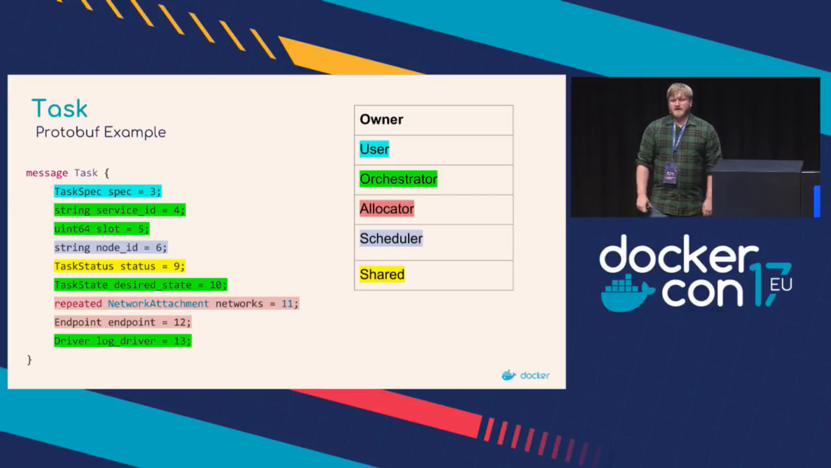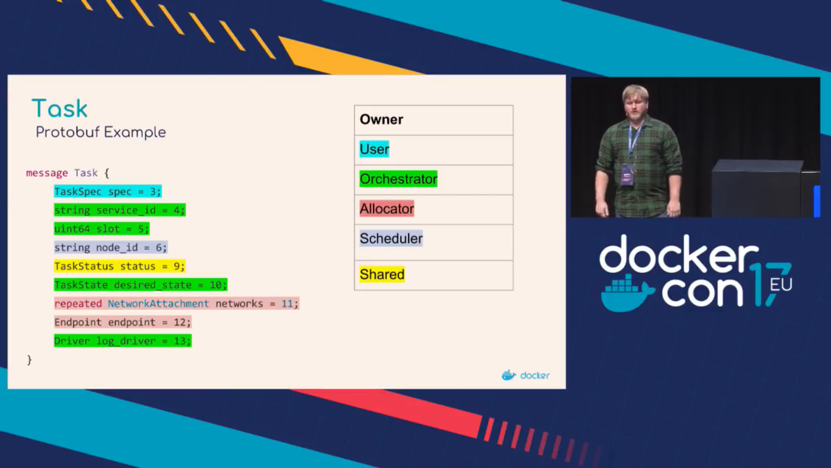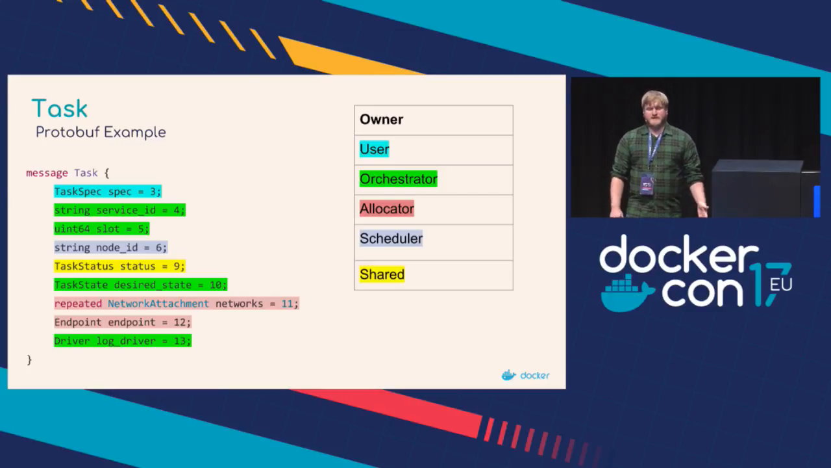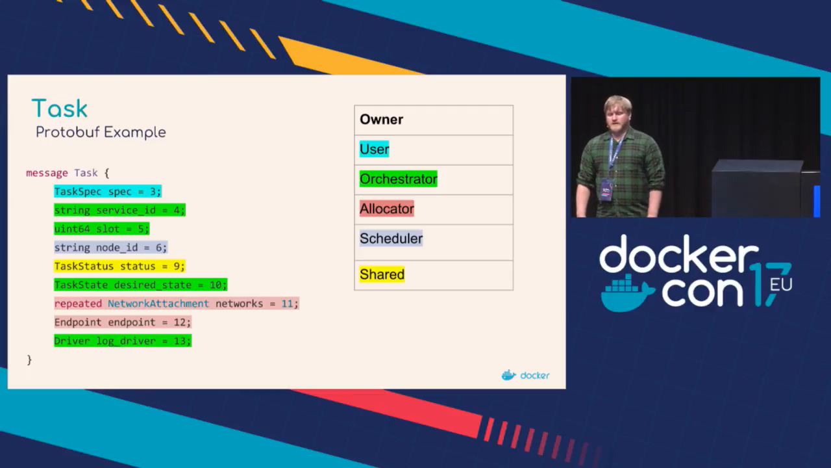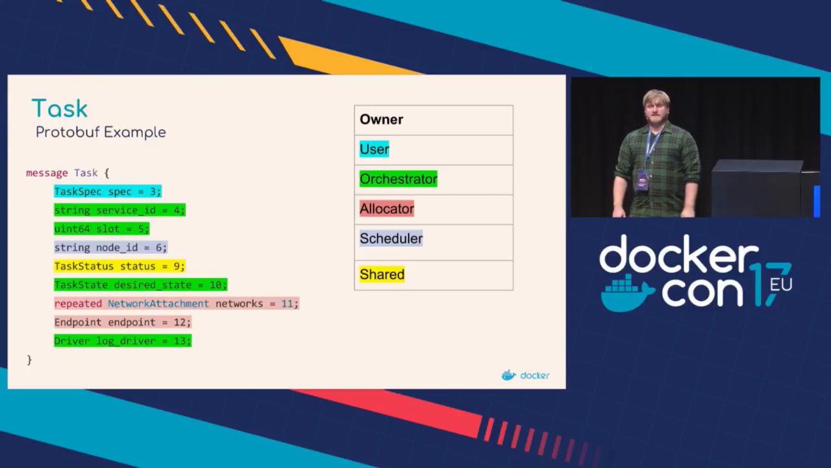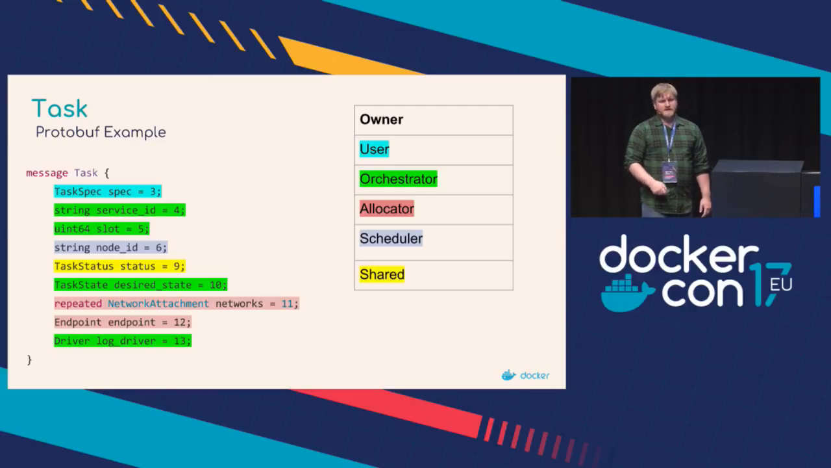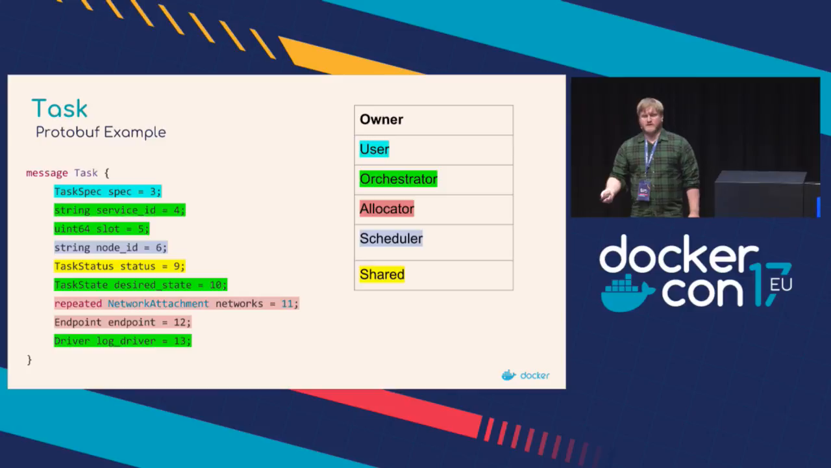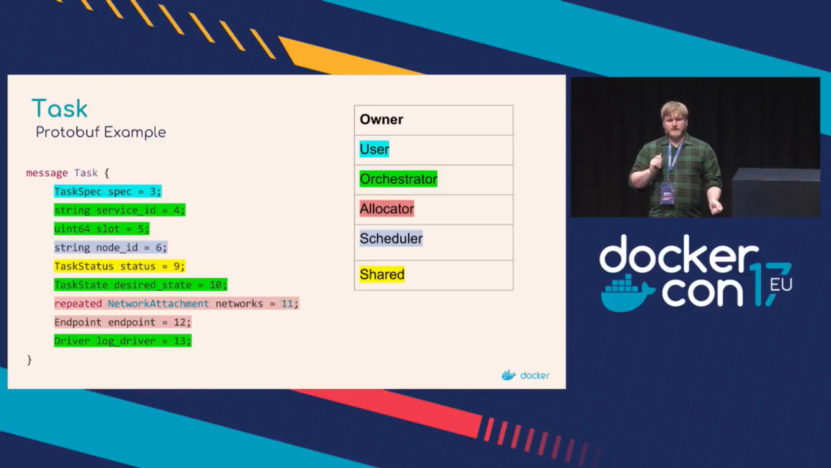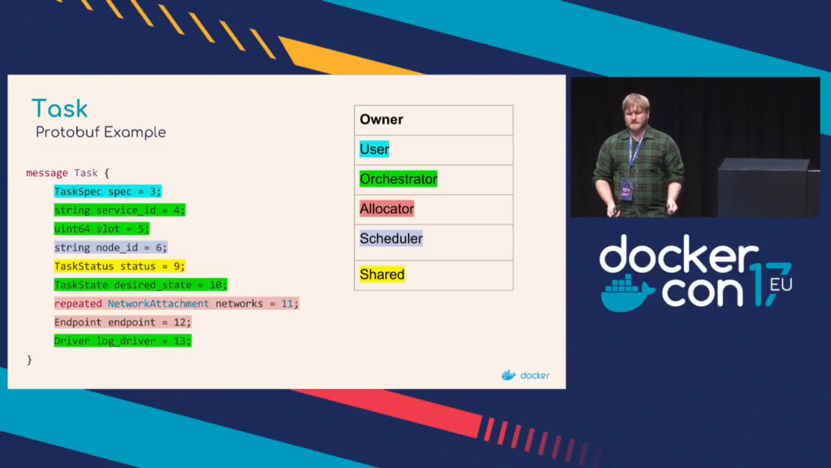So we can see that different parts of the system own different fields. For example, the task spec is owned by the user, and the allocator owns the network attachments and endpoint fields. The interesting one here is the shared field, which is task status. This is a little challenging because the task transfers from the manager into the worker, and if they're both writing that task status field, they could disagree.